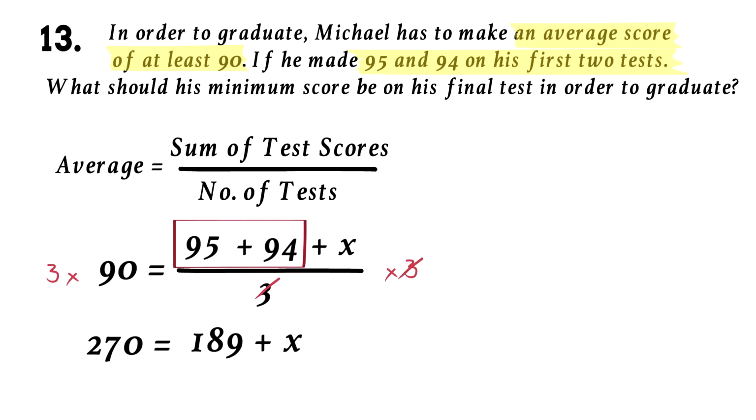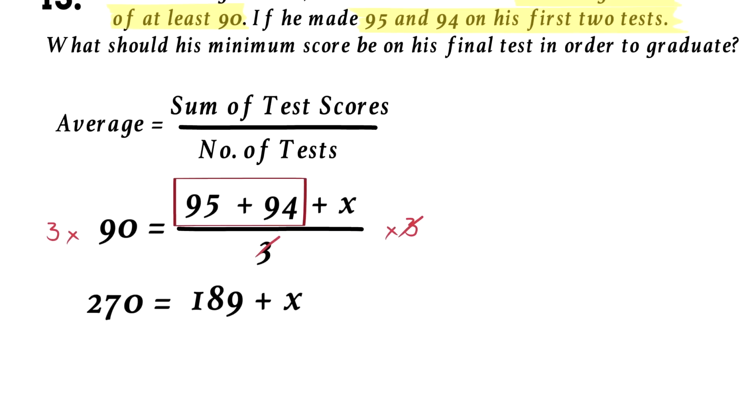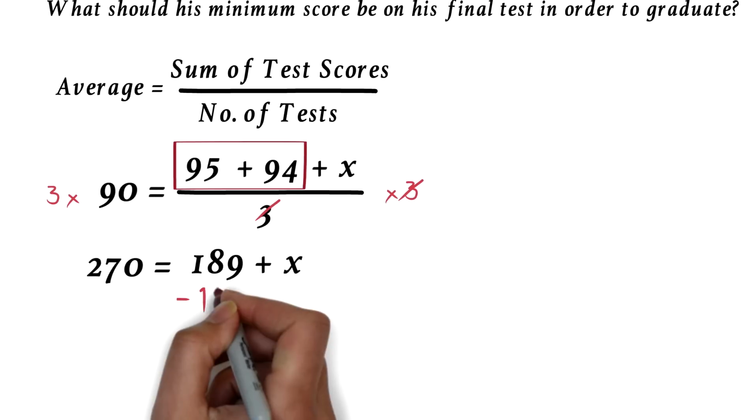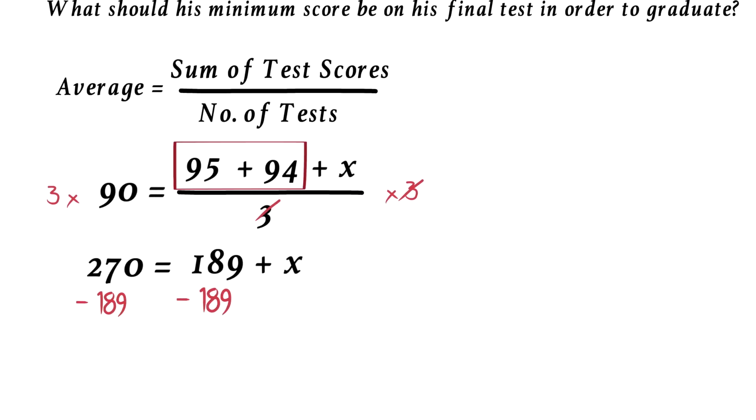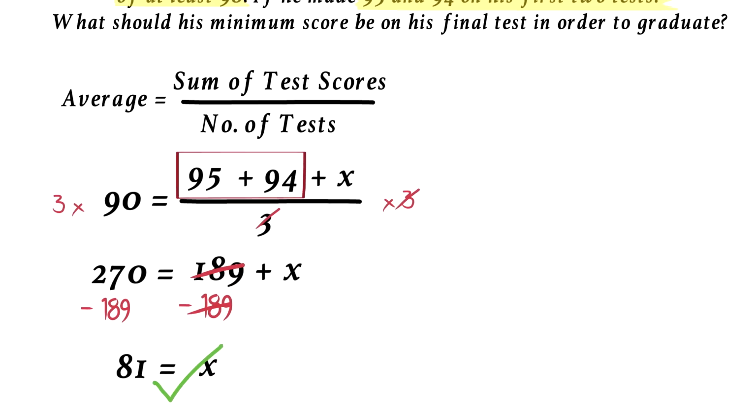We have a one-step equation. Since the 189 is adding, we can subtract 189 from both sides. This will cancel out. 270 minus 189 is 81. So Michael must get a minimum score of 81 to graduate. There are other ways we could have solved this, but we chose this method because it helps you solve any average or mean question, no matter the twist.